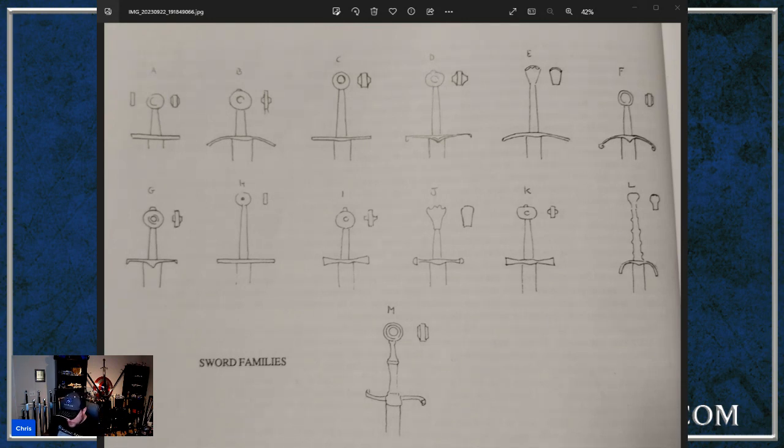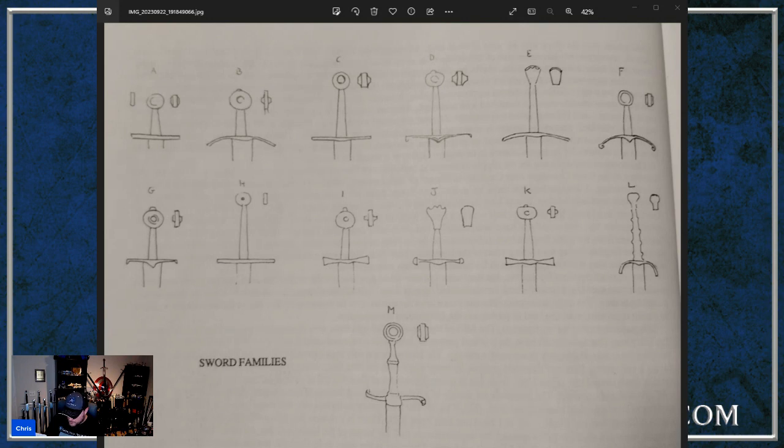So, real quick, let's go into them. Family A is his first group of families. These date around 950 to 1550, so they span a pretty long time period. But they're far more popular from 1050 to about 1300. It has a short hilt with a disc or wheel-shaped pommel and a straight cross.